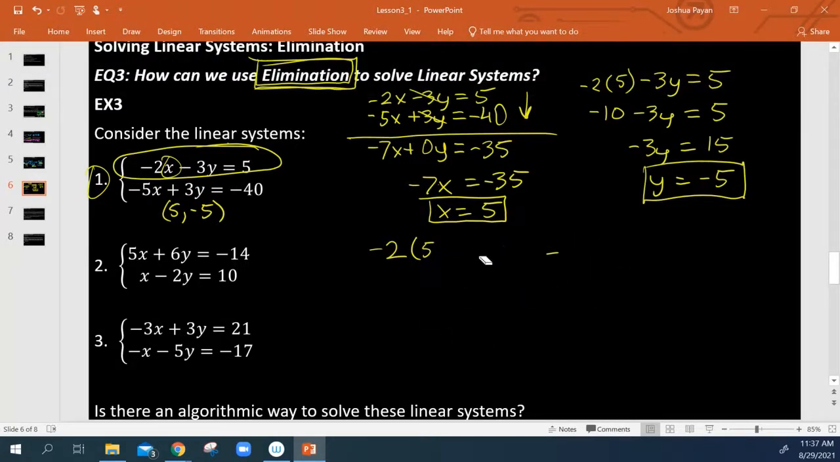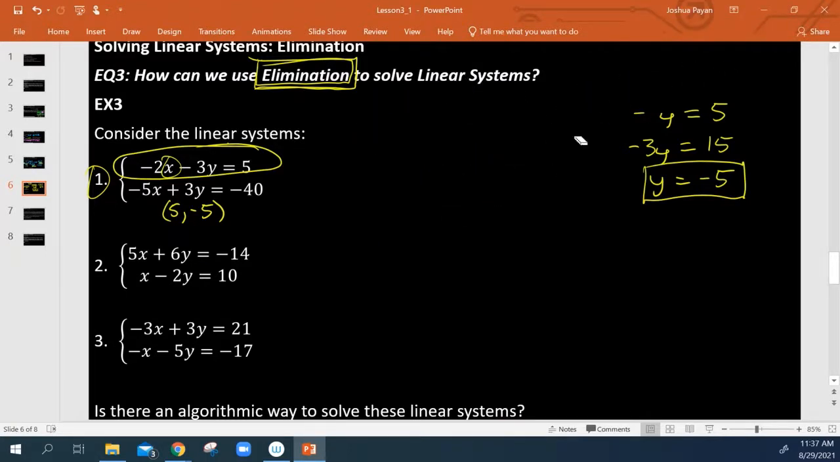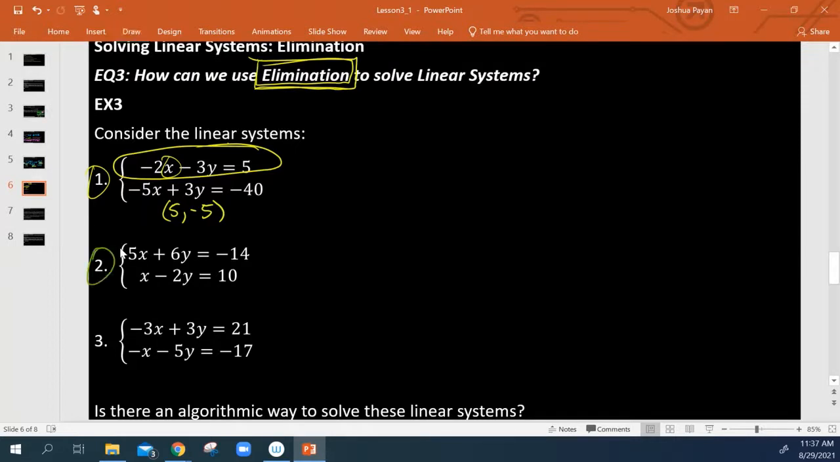Okay, one more example. And this one's not going to be so pretty. Right, so this one was easy because we didn't have to do anything cute to make the elimination happen. We just had to combine the two equations, quote unquote, right? This one, it's not going to be the case. So if I write them stacked, so 5x plus 6y equals negative 14, maybe, over x minus 2y equals 10, right?